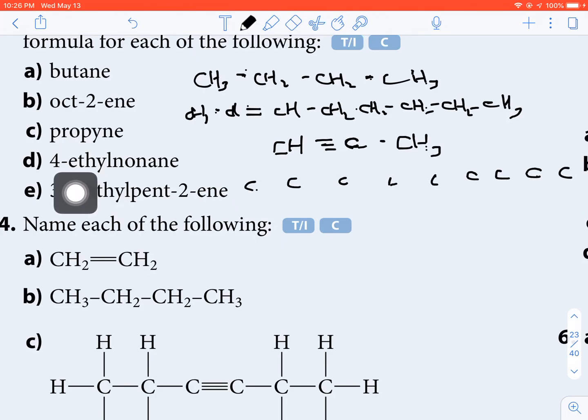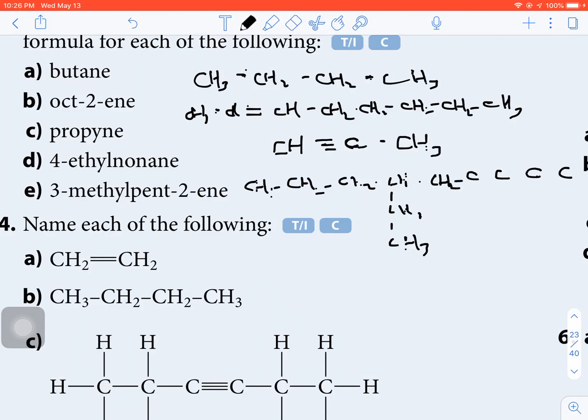And then I have a 4-ethyl to add to it. So on the 1, 2, 3, 4th carbon, I need to add ethyl. I need to add a 2-carbon group. So I'm going to add CH2, CH3 here. There's my ethyl group, which is added to my nonane. And then I need to put in all the rest of my hydrogens. CH3, CH2, CH2, CH, because this carbon already has 3 bonds.